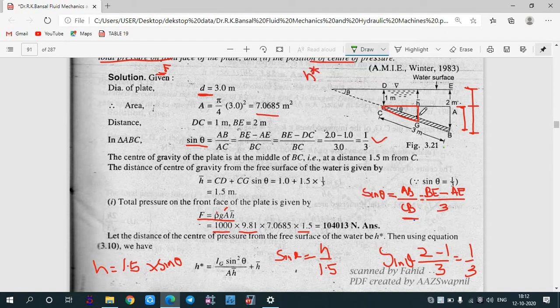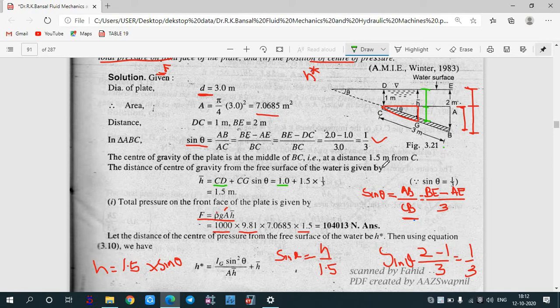Okay, now we have this height. By adding this height, we can get the value of h bar. So h bar will be nothing but this height plus the value of this height. This height is nothing but CD. So CD is what? 1 meter.